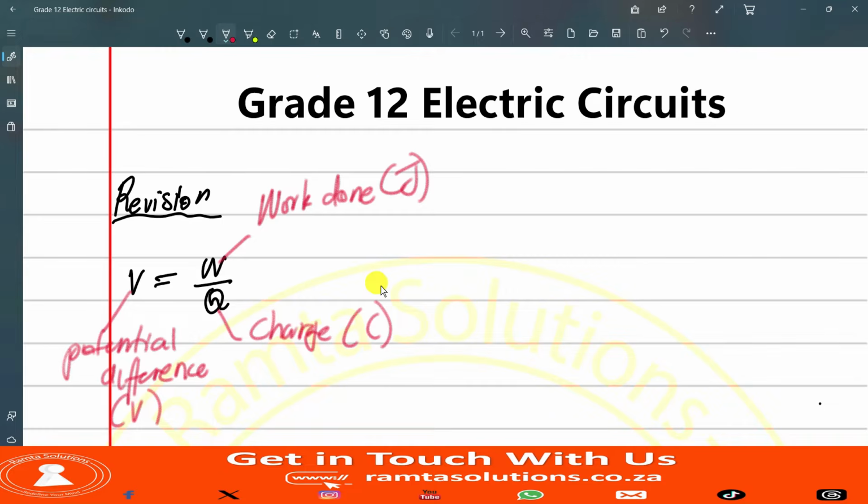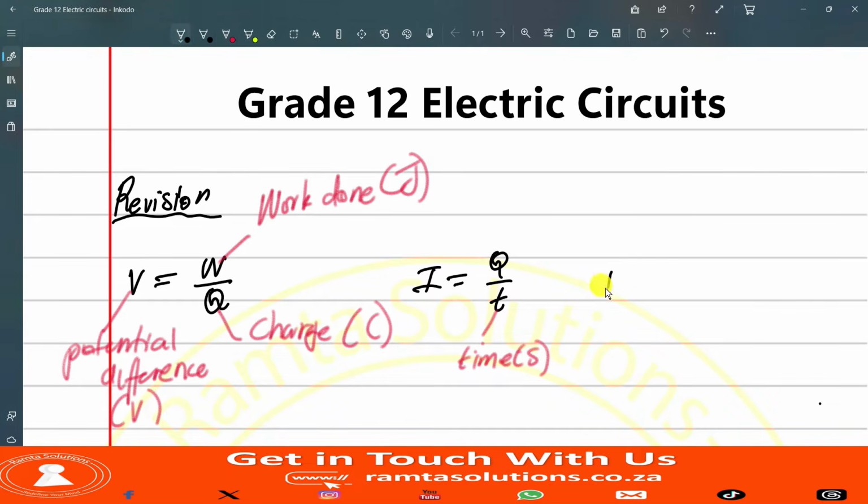Then you defined current. You said current is the rate at which charge moves past a fixed point in a circuit. All right? We did define that this Q is charge. Now this T is time, of course, in seconds.